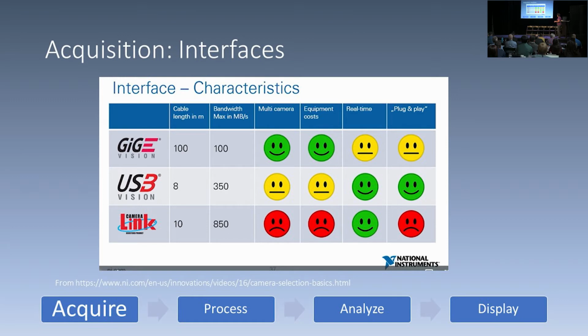USB Vision has a little bit better bandwidth, but it has lower distances. You can only put them 8 meters away. And then the one with all the frowny faces is Camera Link. But if you can see, the advantage to Camera Link is its bandwidth. It basically has 8 times what GigE can do.